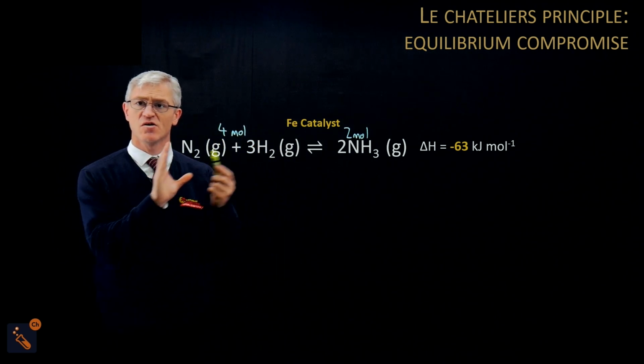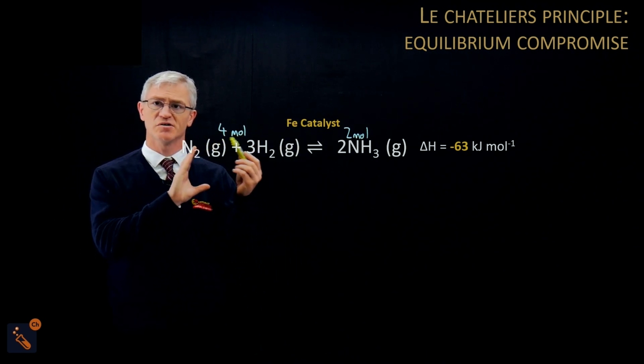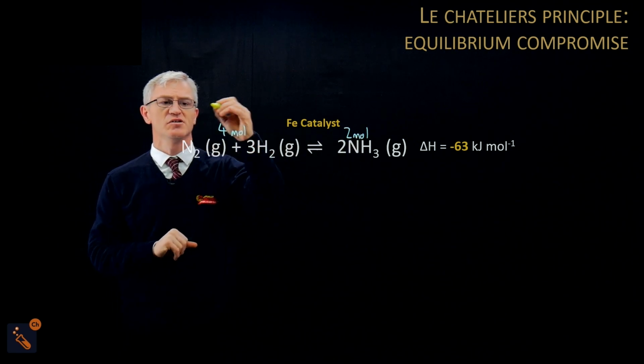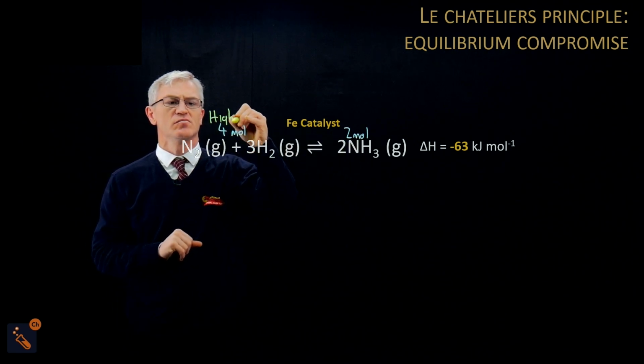And then we need to say, okay, which one's going to be the high pressure, low pressure side? Because you know our number of moles. Well, 4 is more particles than 2. So this is going to be our high pressure.